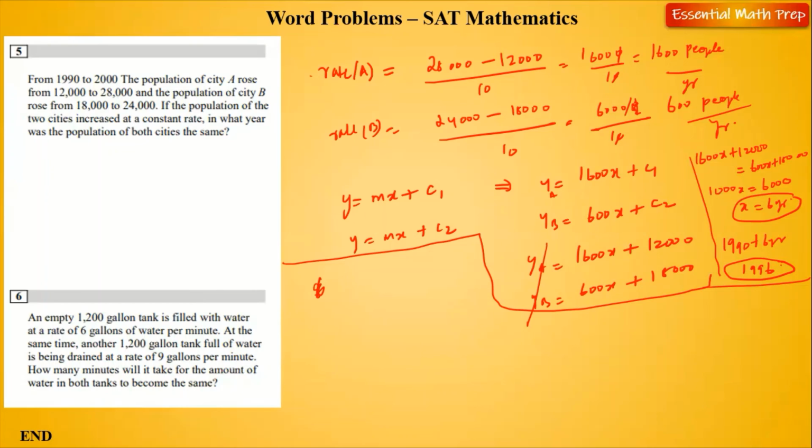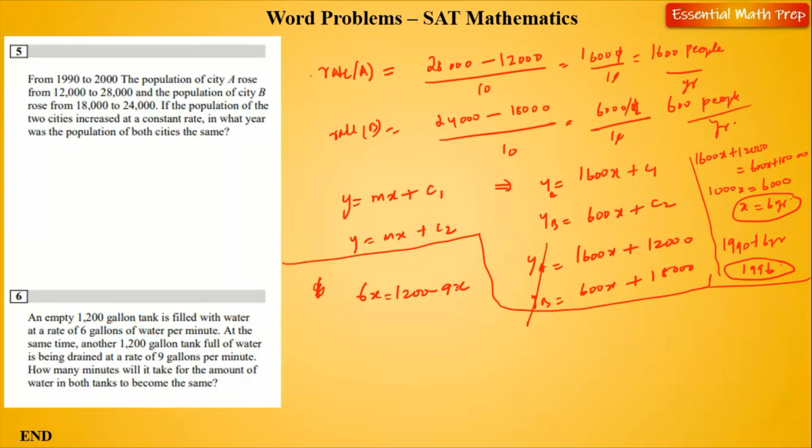Let's finish up the video with the final problem. An empty 1,200 gallon tank is filled with water at a rate of 6 gallons of water per minute. At the same time, another 1,200 gallon tank full of water is being drained at a rate of 9 gallons per minute. How many minutes will it take for the amount of water in both tanks to become the same? I think the logical expression is 6x equals 1,200 minus 9x, because an empty 1,200 gallon tank is filled with water at a rate of 6 gallons per minute, so it's just being filled. And in the other case, it's drained.